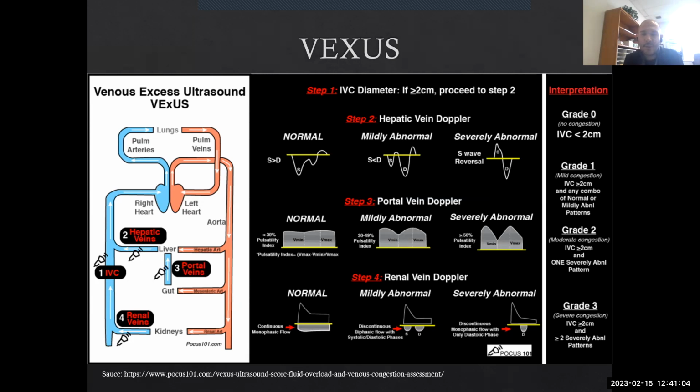So if we see severely abnormal patterns of any kind, we have at least grade 2 congestion. If we see at least 2 severely abnormal waveforms, we go to grade 3 or severe congestion. All of these require an IVC of more than 2 centimeters. And we then want to look at least 2, if not 3 parameters to make sure we capture this.